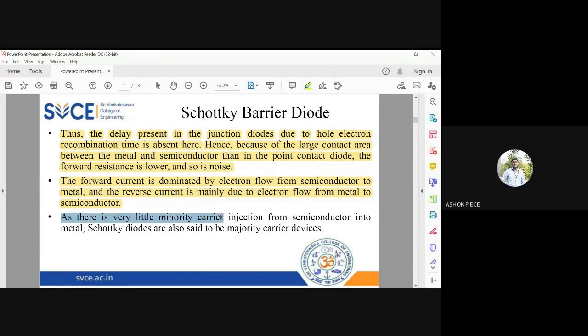Okay, so there is very little minority injection, or I can say there is no minority injection in these types of diodes. So we can say Schottky barrier diodes are majority carrier devices. The minority carrier effect is going to be ignored here. Ideally there is zero effect, and practically there will be some small effect of minority carriers, but you can call Schottky diodes in general majority carrier devices.